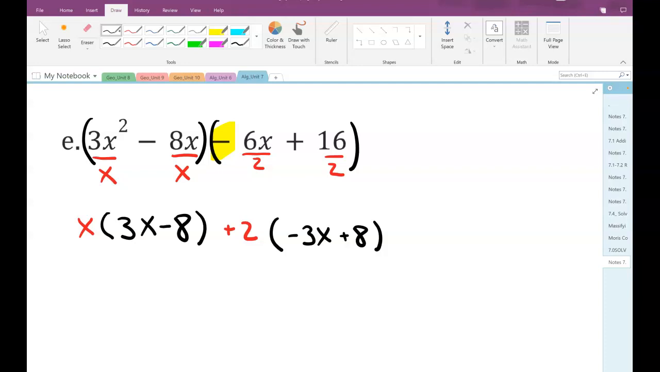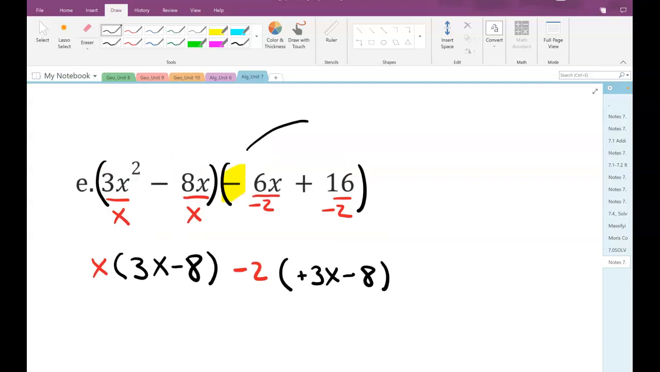Instead of dividing by a positive 2, we have to factor out a negative 2. So we change this to a negative, this to a negative. And then we redo our work. All right, if we were to factor out a minus 2 then, well, this turns into a plus 3x, which is what we want. And this turns into a negative 8, which is what we want. Now our terms match.